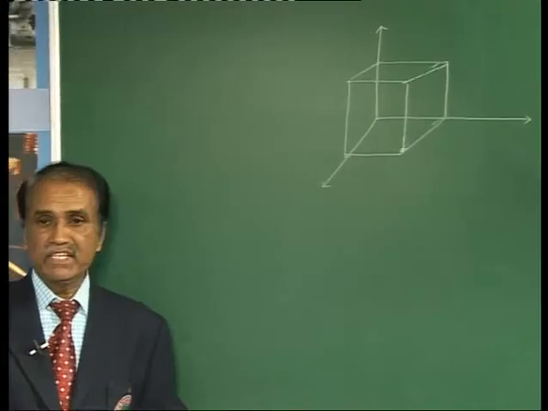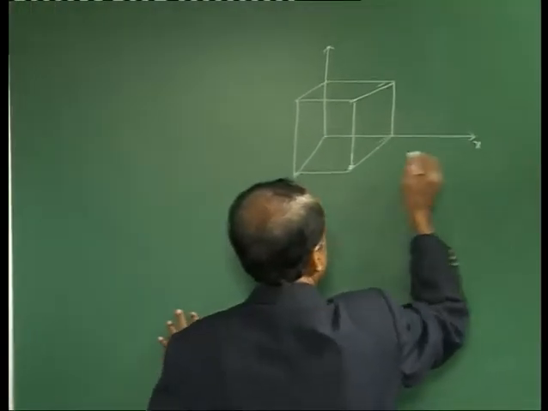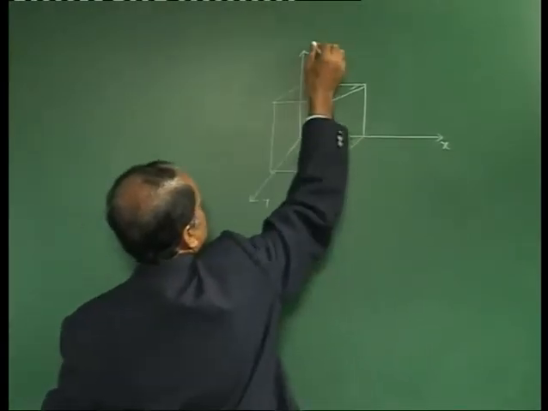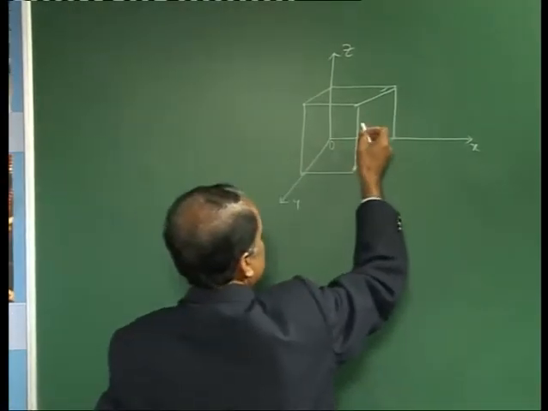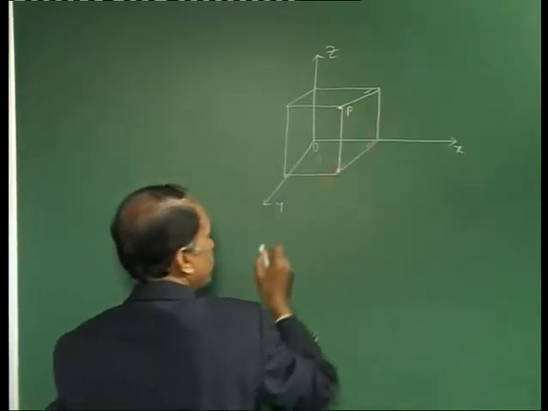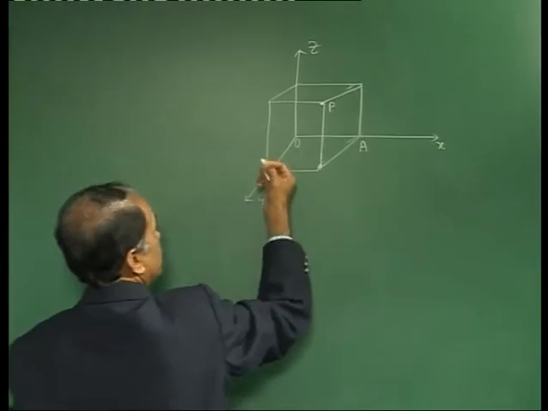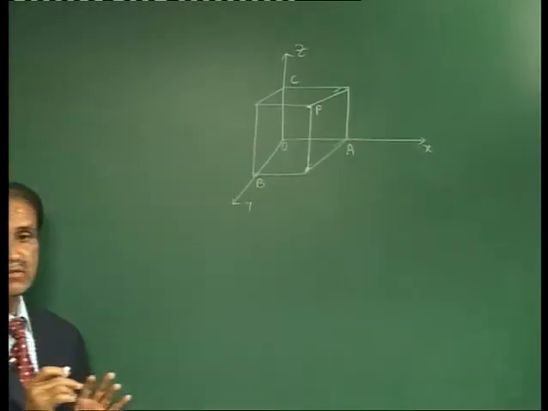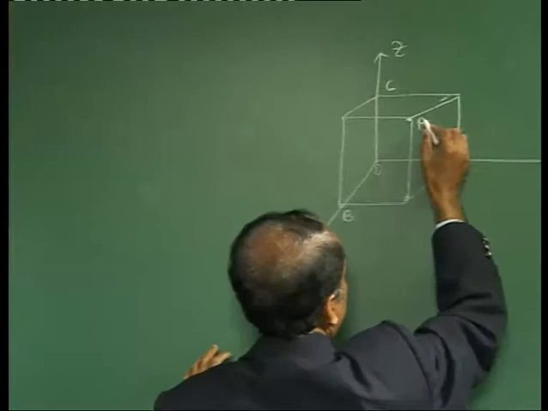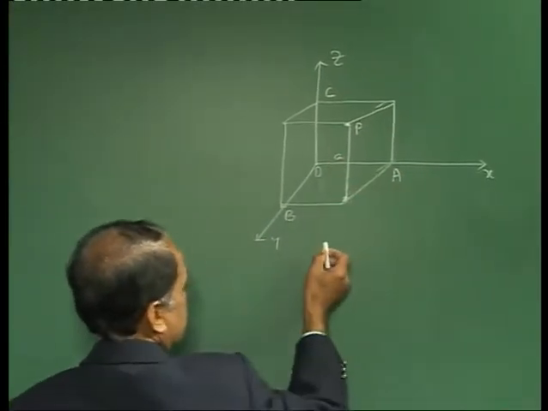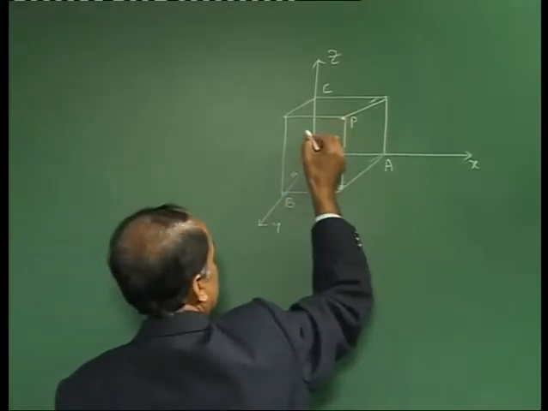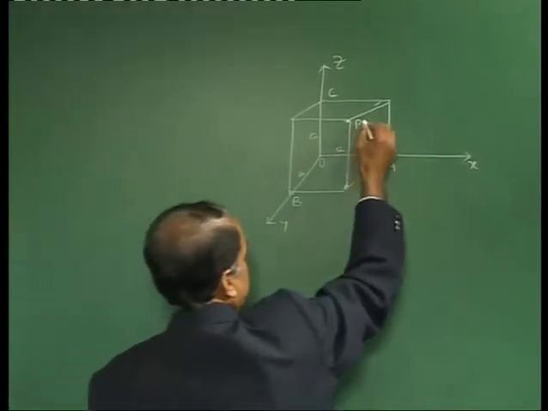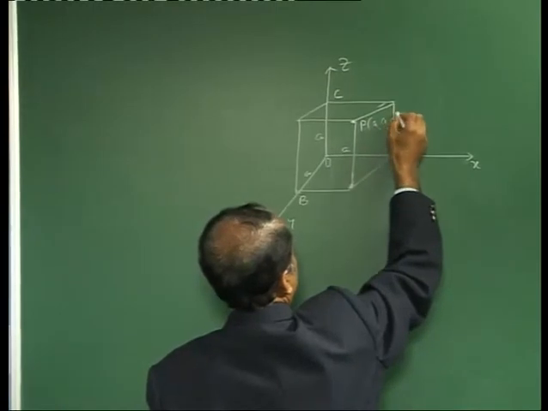This is the cube which we are placing in the three-dimensional case: this is the x-axis, this is the y-axis, this is the origin, and this is the z-axis. I represent the vertices by writing this as point P, this as A, this as B, and this as C. These are the edges of the cube at those corners. If it is A units on the x axis, that is OA equals A. Similarly, OB is also A, and OC is also A.